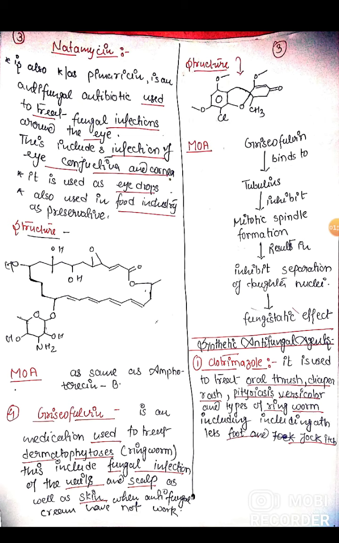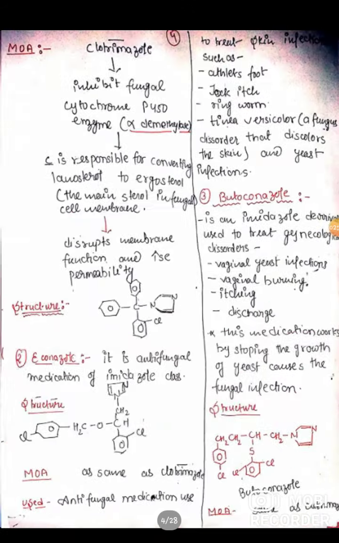Next, synthetic antifungal agents. The first drug of synthetic antifungal agents is clotrimazole. Clotrimazole is used to treat oral thrush, diaper rash, pityriasis versicolor, and types of ringworm, including athlete's foot, jock itch, etc.